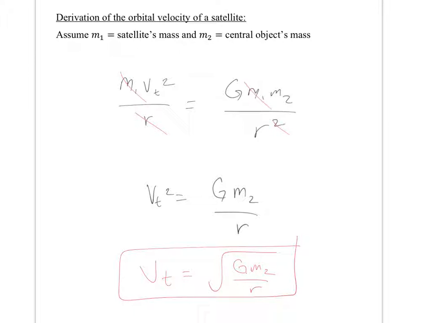What is R again? For Newton's laws, what is R? Distance from the center of the Earth to the center of the satellite. Good.